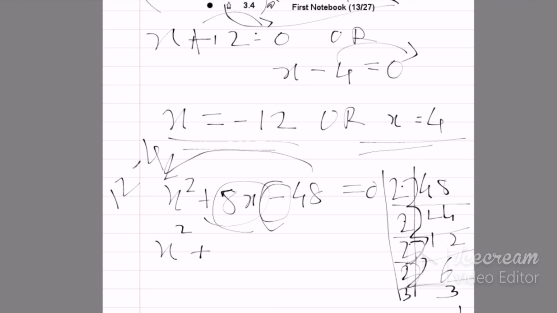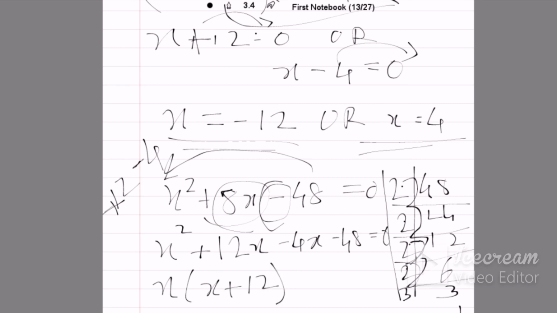Now if we put this minus sign here and plus sign here, we consider the sign of the bigger number, right? So we will put plus for the 12 and minus for the 4. So we get 12x minus 4x minus 48 is equal to 0, right? So x into x, again taking common, I am taking these terms common, so 4 into x minus 4 12s are 48, this is x plus 12 is equal to 0.